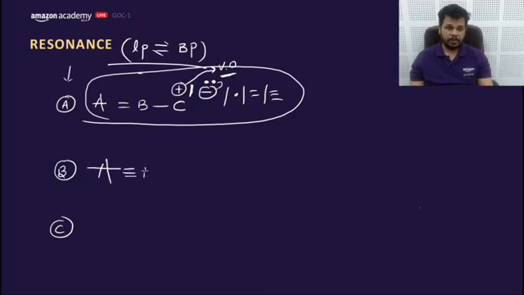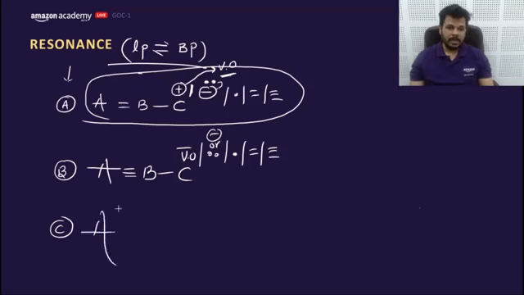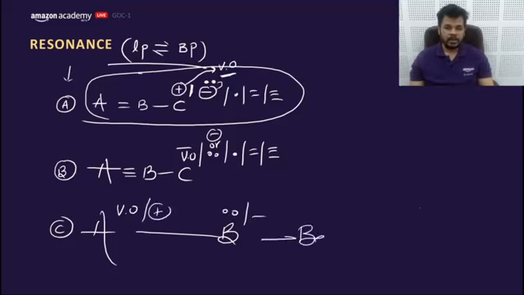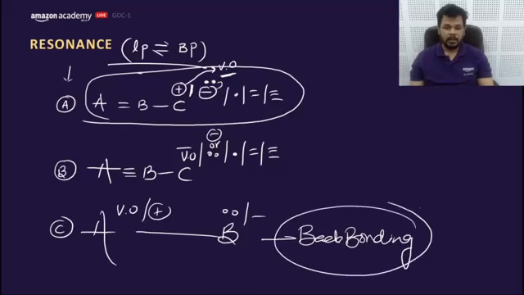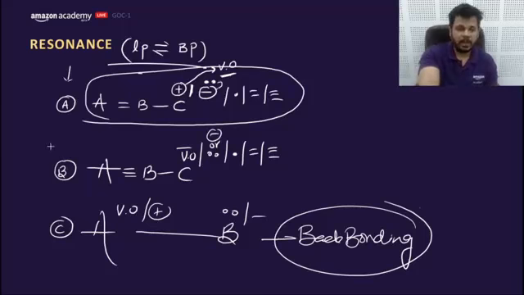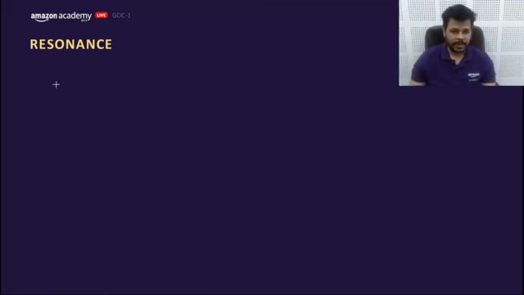Then A triple bond B, C has a vacant orbital, meaning positive charge, lone pair or negative charge, but negative charge means lone pair only. Radical, double bond or triple bond. Lastly, A has a vacant orbital or positive charge and B has a lone pair or negative charge. This condition of resonance is called what? Back bonding. These are three very important major conditions of resonance. If you find any one of them, it can show resonance.